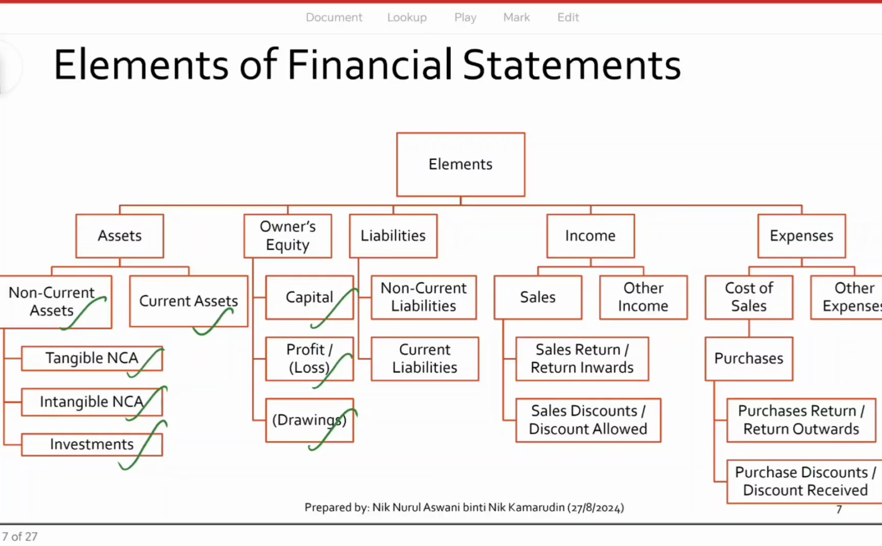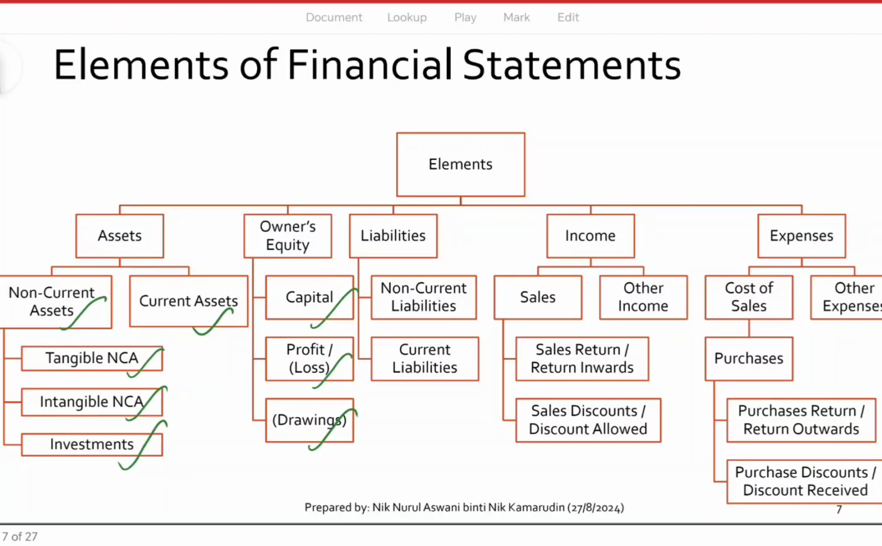So loss and drawings actually will reduce the amount of owner's equity, while the capital and also the profit will increase the owner's equity. But if it is a withdrawal of capital, that will also decrease the owner's equity.